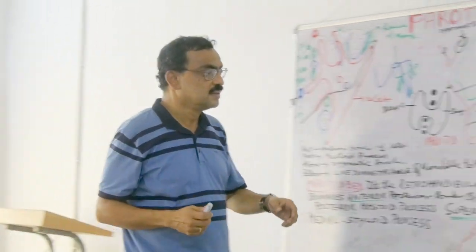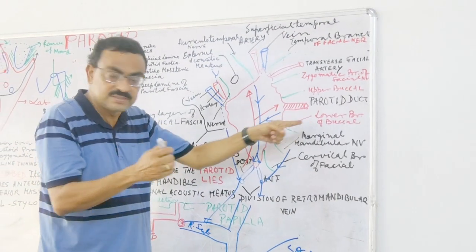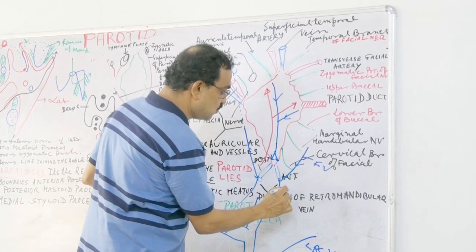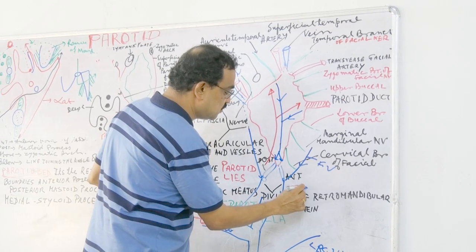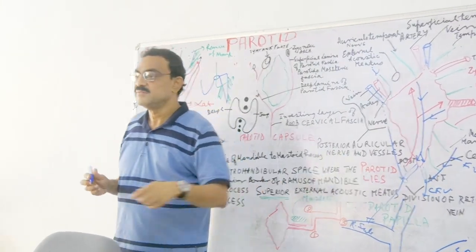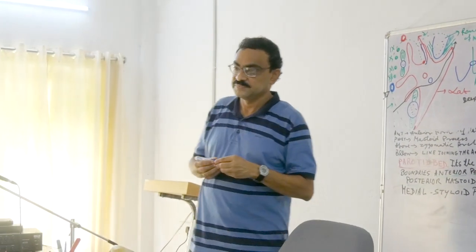The facial vein, which comes from the face, becomes the common facial vein, and ultimately that will drain into the internal jugular vein.